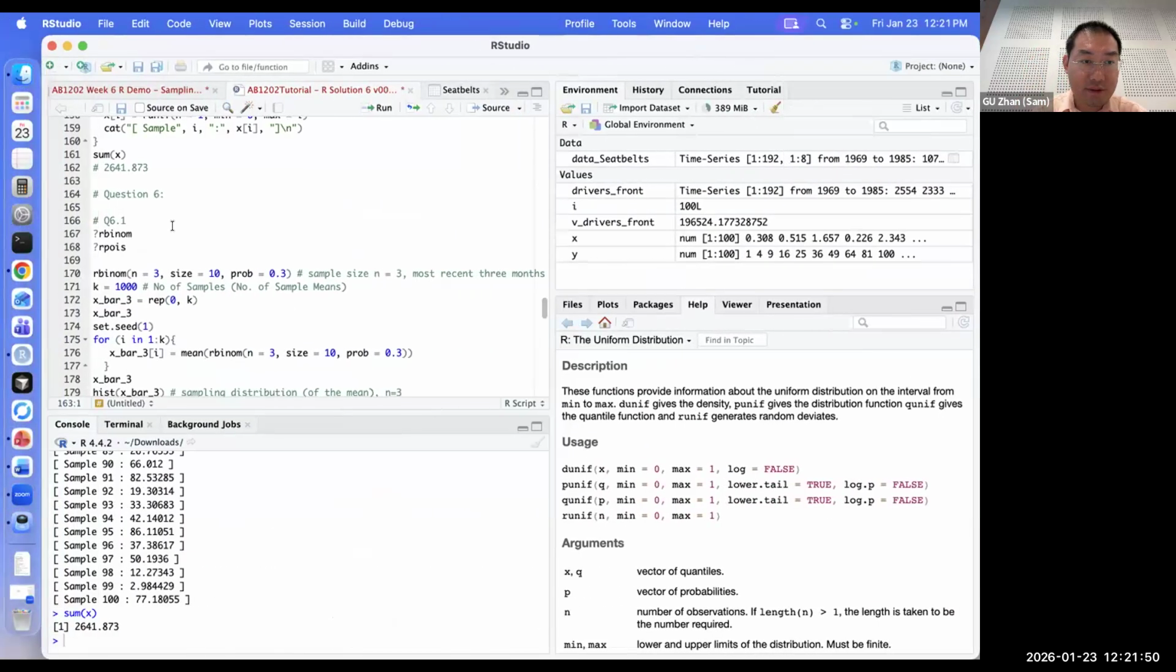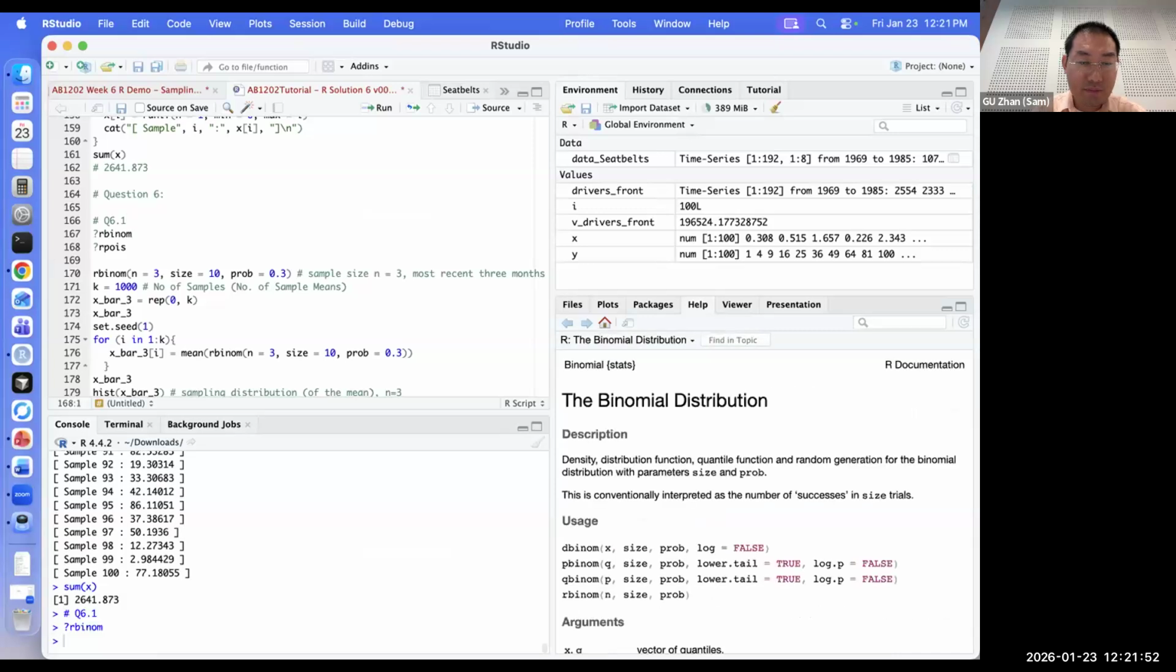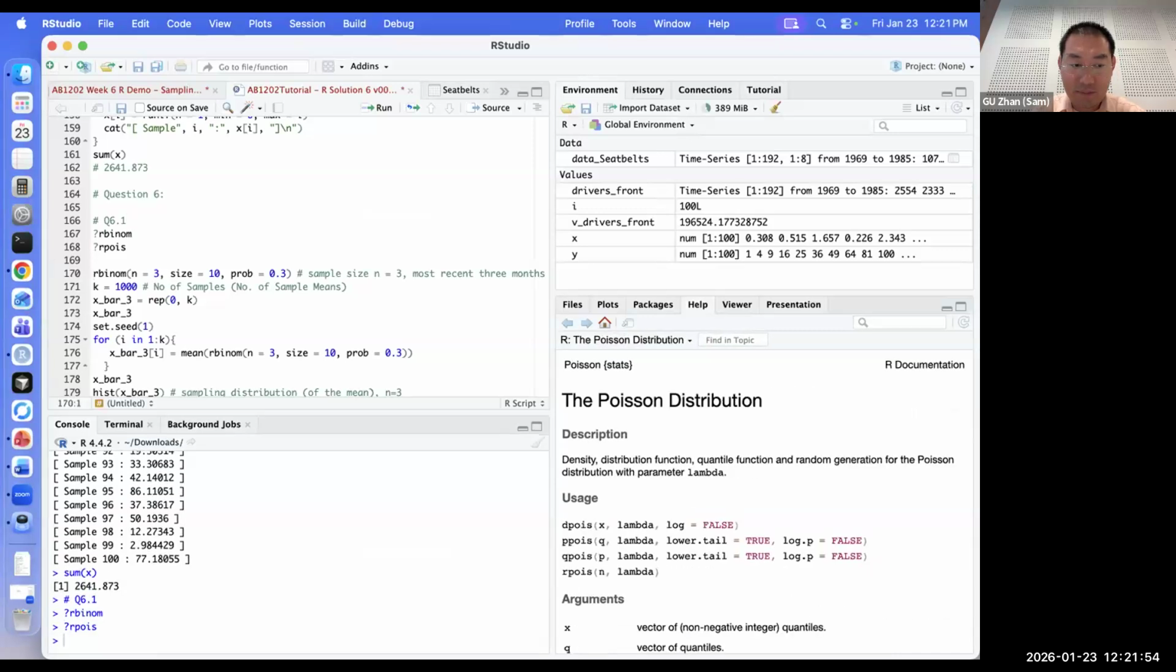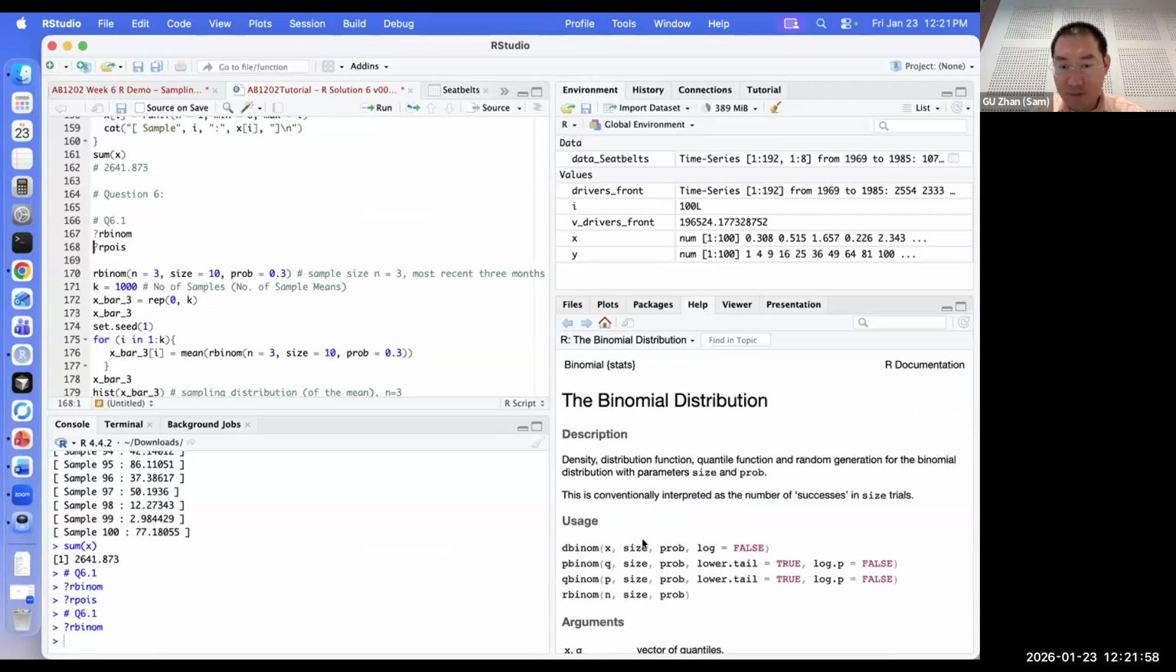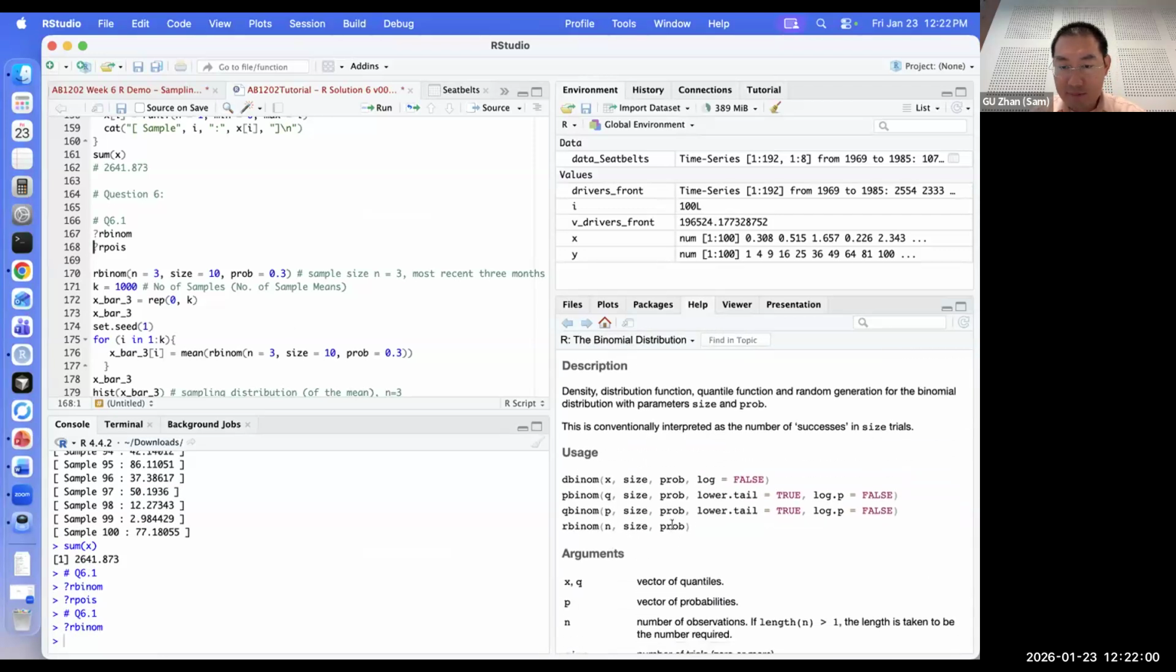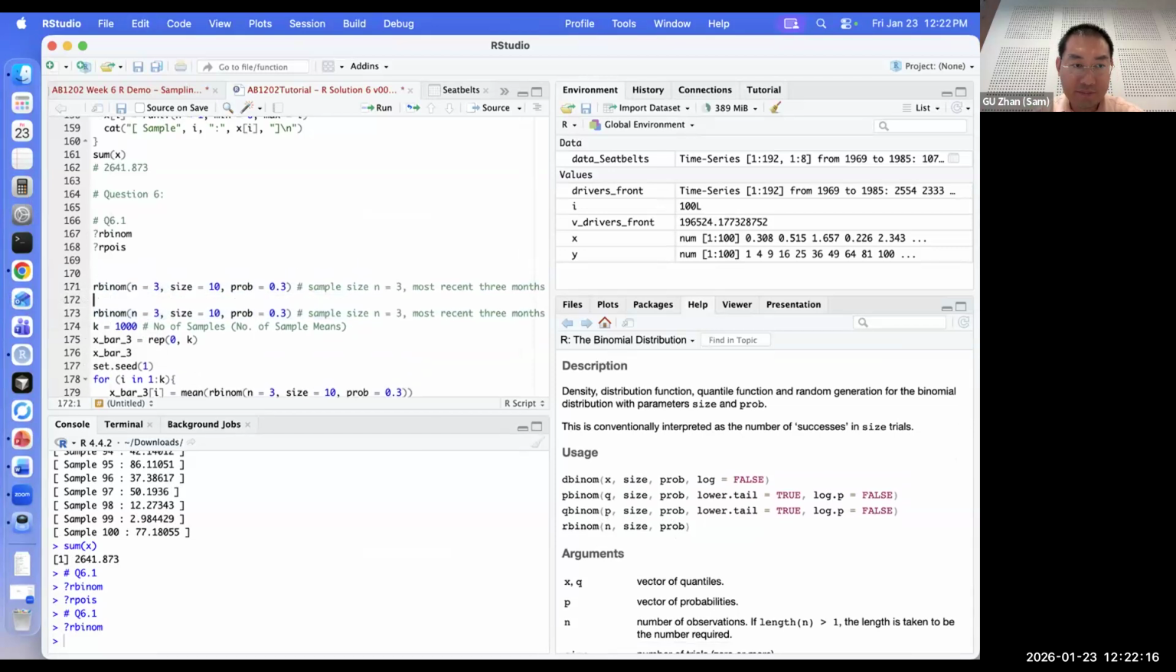Let's first look at binomial. Binomial random: n, size, probability. Let's have a look. Binomial with n equal to 3, size 10, probability 0.3. For the 3 most recent months, n equals 3, and size equals 10, which means 10 trainees. So we can try this first.